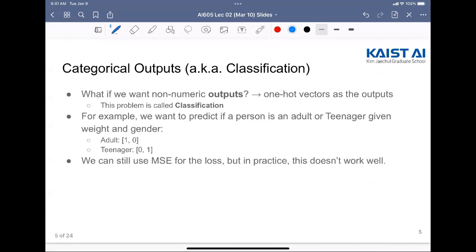So then how about the outputs? We were talking about categorical inputs, but we've always been assuming real number outputs. What if we want the output to be categorical too? As you probably know from other classes, that's called classification.